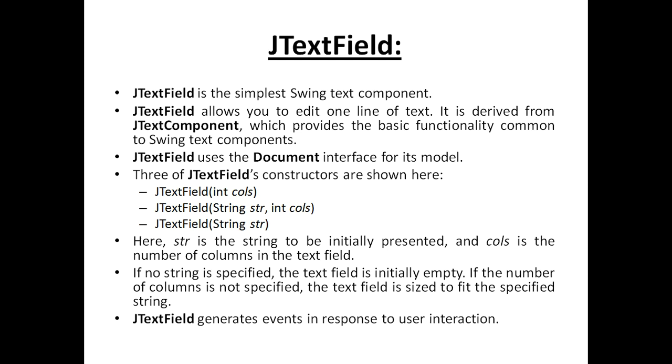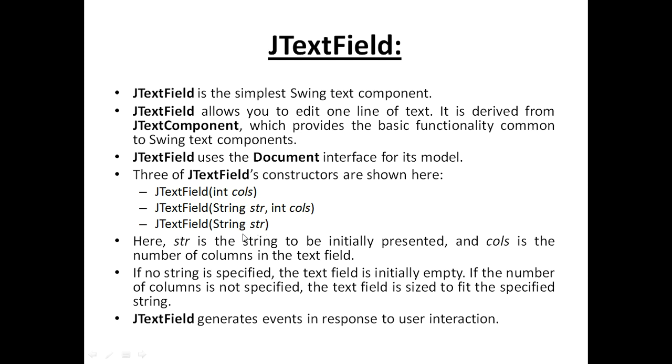Three JTextField constructors are shown here. The first one takes one parameter, the number of columns. Based on that, the length of the text field will be decided. The second one is a default message. Suppose you want to provide it along with the number of columns, or you take the default number of columns and specify the message.